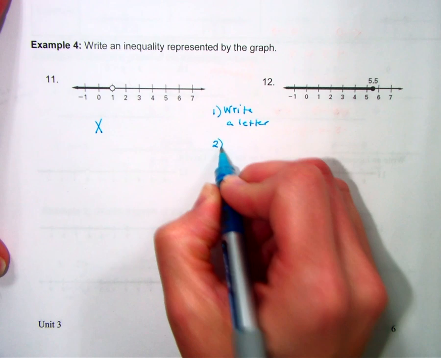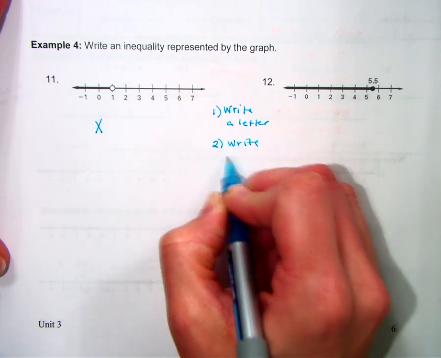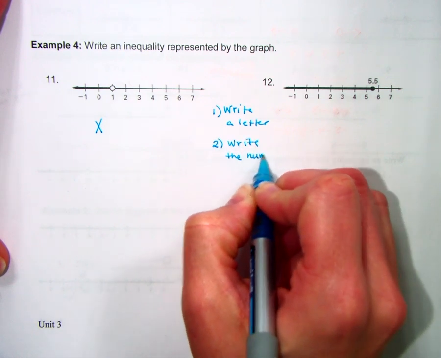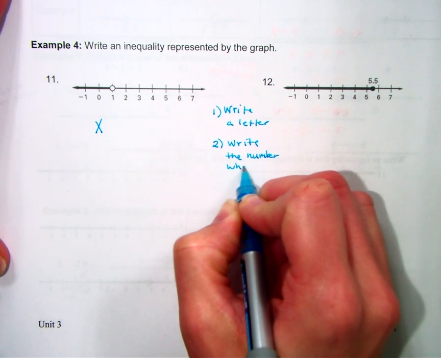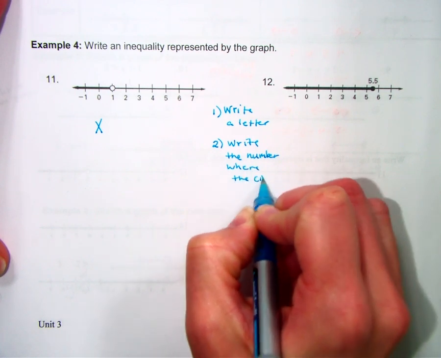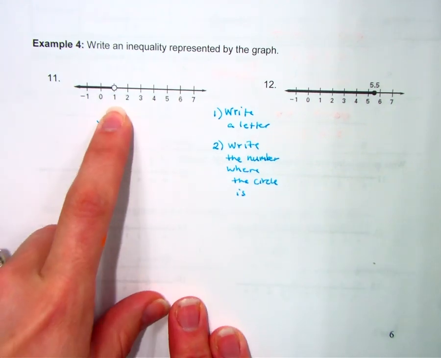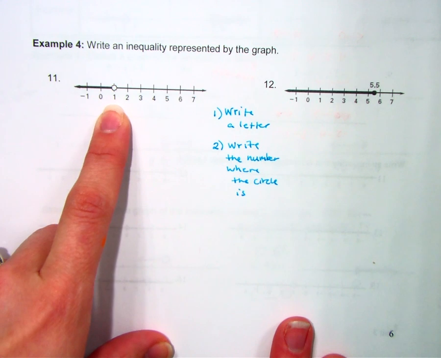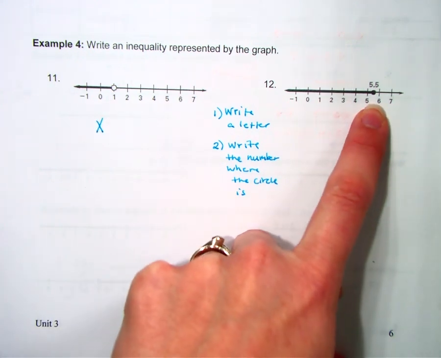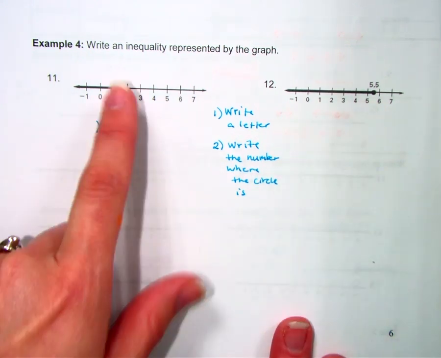Then write the number where the circle is. Where's that circle at? Because that's your number that's going to go in the problem. So here, my circle is at 1. And if it's not at a specific tick mark, then they're going to tell you what the decimal is. They'll tell you right here, 5.5. So here's at 1. So you write your letter, you write your number.